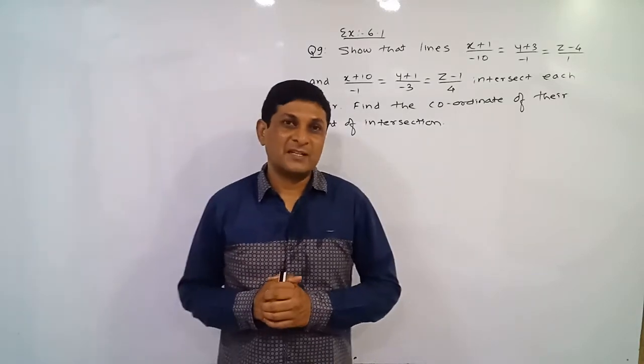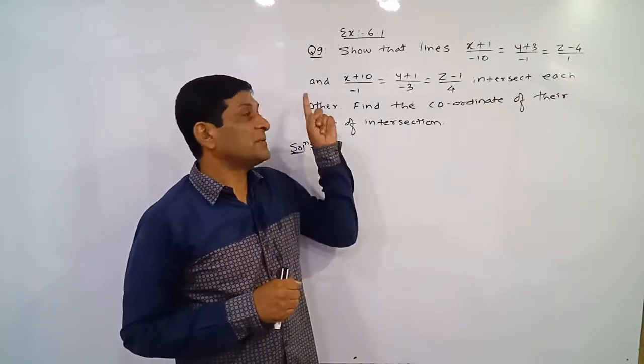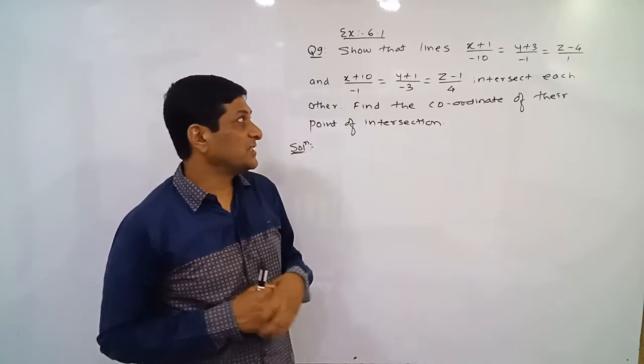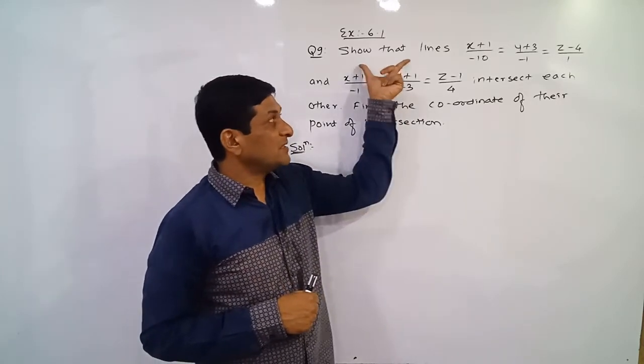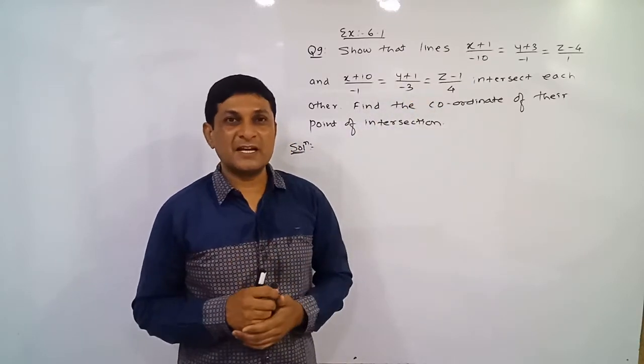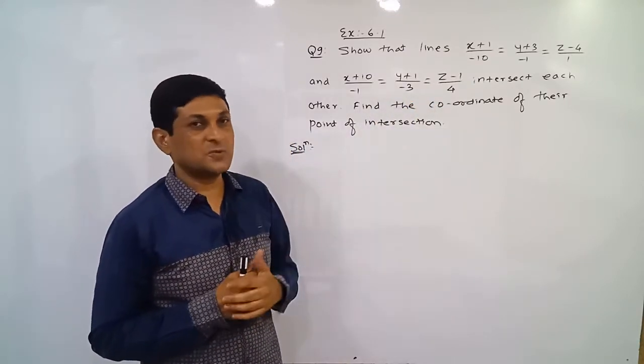Hello friends, today we are starting example number 9 from exercise 6.1. Observe the given condition in the example. We have to show that these two lines intersect each other. Equations of two lines are given to us and we have to show that these two lines intersect.